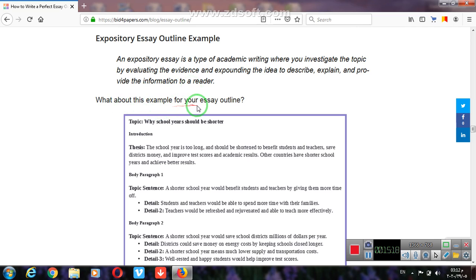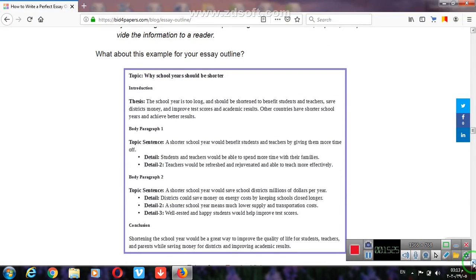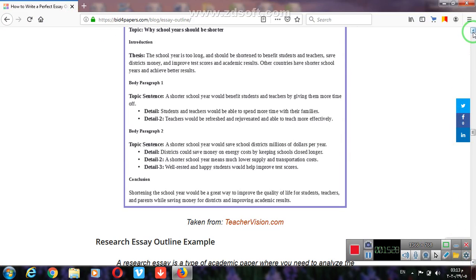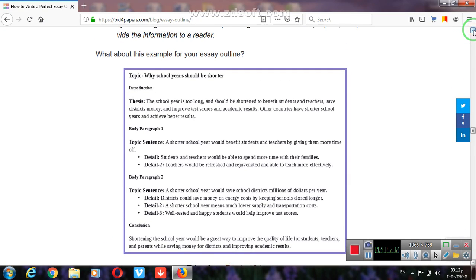Let's read the essay outline as an example for you also. For an expository essay, okay. And the topic in this essay is about why school years should be shorter. This is the topic of the expository outline essay. In the introduction, we have the thesis. In the thesis, you have to define your topic. You have to introduce, okay, your topic.